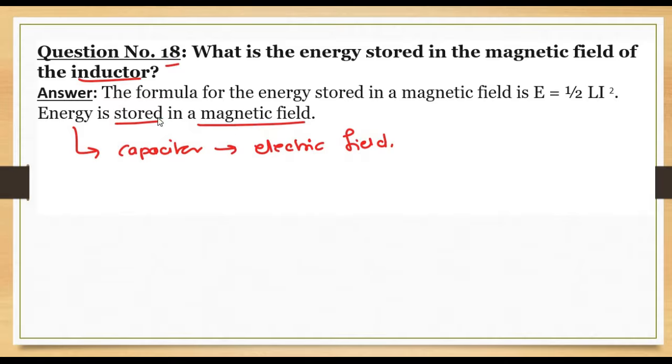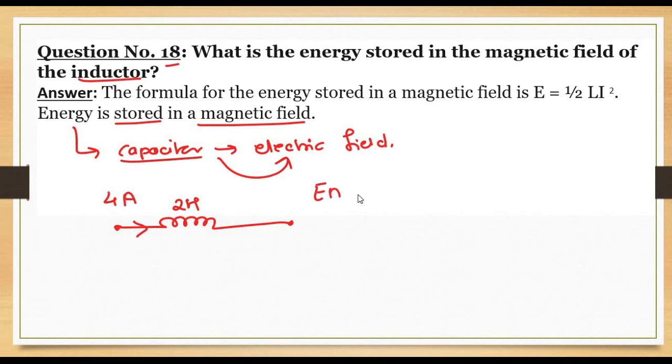So you should remember this, that energy in an inductor is stored in the form of magnetic field, while energy in a capacitor is stored in the form of electric field. Now consider an inductor, let it be of 2 Henry, and the current flowing through it is 4 ampere.